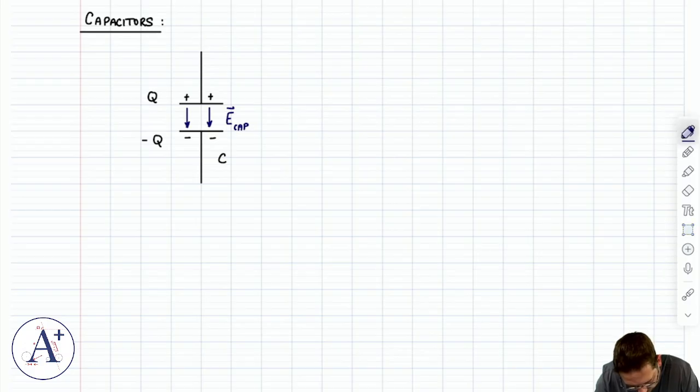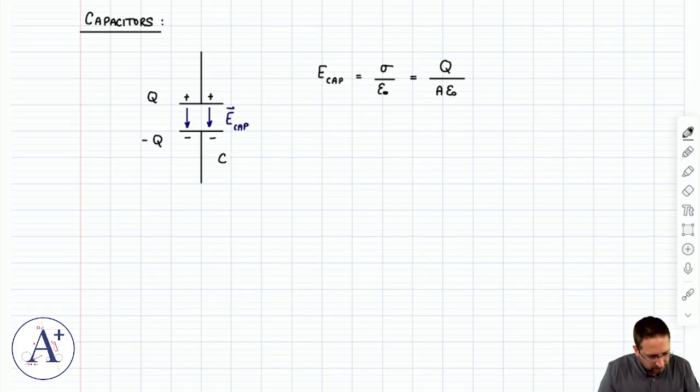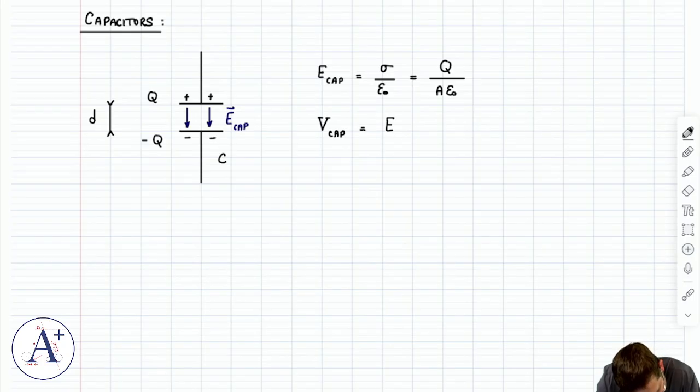All right. And so E cap is going to be the electric field in between the plates in magnitude. It's going to be sigma over epsilon naught, where sigma is the charge per area of the positive plate. That's Q over A if we call A the area of the plates. And then if we let D here be the spacing between the plates, because I'm going to need that in a second, then we can write the following. We can write that V cap is equal to E cap times D.